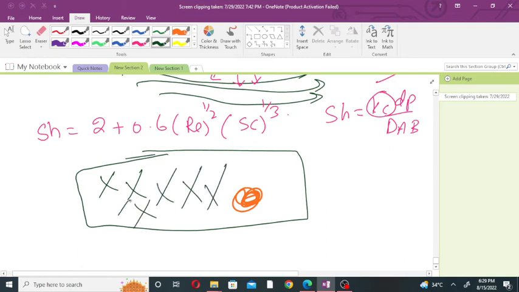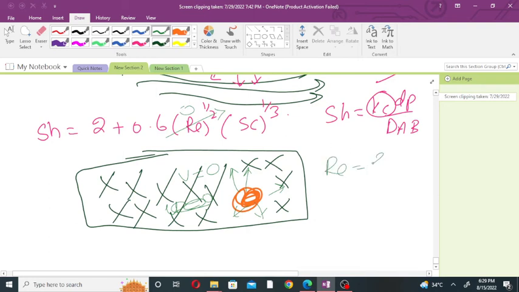This is stagnant fluid, and mass is transferring from the catalyst particle to the stagnant fluid. The velocity of the fluid, u or v, is equal to 0. So in that case, the Reynolds number will be 0, because the Reynolds number contains velocity, rho v d. Since the fluid is not moving, the velocity is 0, so the Reynolds number will be 0, and this whole term will be 0.